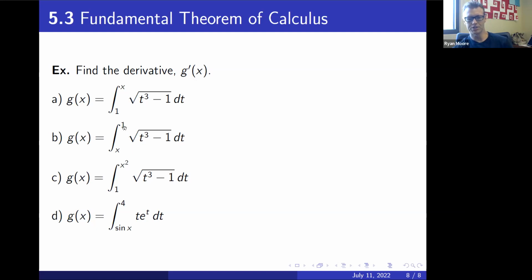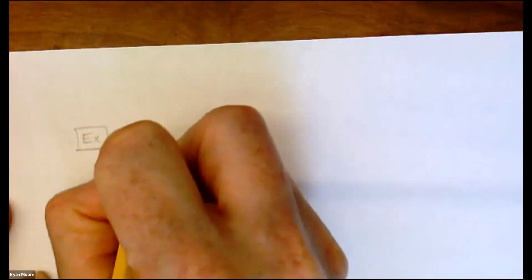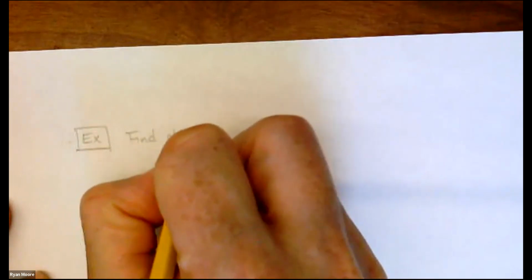In part B, we're going to switch the order of the integrals. In part C, we're going to change x to x squared. And then in part D, we're really going to change things up and throw in sine x. Okay, let's check this out. Find g prime of x.